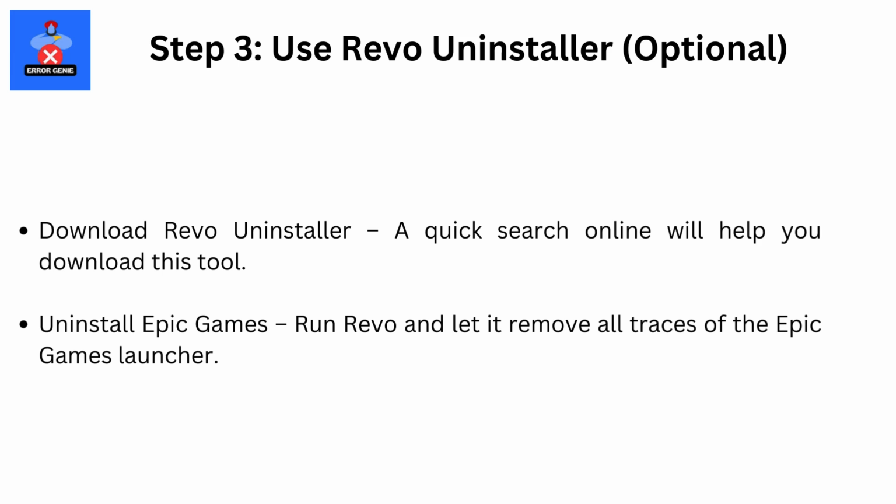Step 3. Use Revo Uninstaller. Optional. Download Revo Uninstaller. A quick search online will help you download this tool. Uninstall Epic Games, run Revo, and let it remove all traces of the Epic Games Launcher.